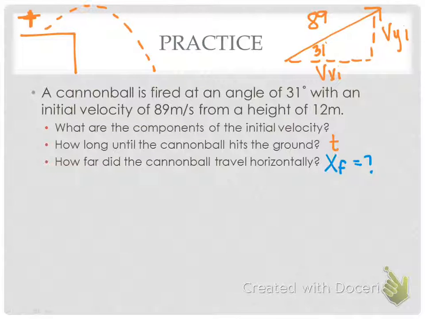All right, so let's talk about this initial velocity vector first. Okay. V sub xi, am I going to use sine or cosine? I'm sorry, for v sub xi, we're going to use cosine. Okay, so 89 times cosine of 31. V sub yi, I'm going to take 89 times sine of 31.